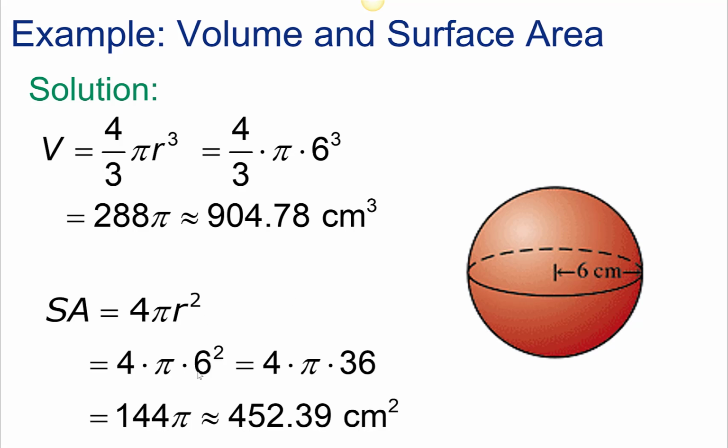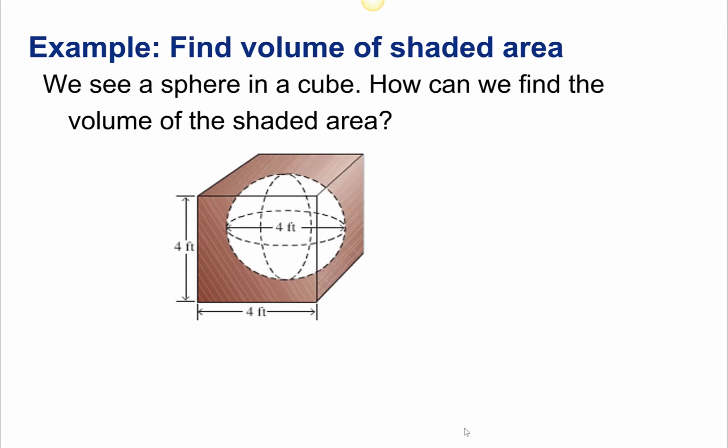Put in 6 for the radius. 6 squared, 36, times 4, I get 144 pi. Multiply that, I get 452.39 square centimeters.